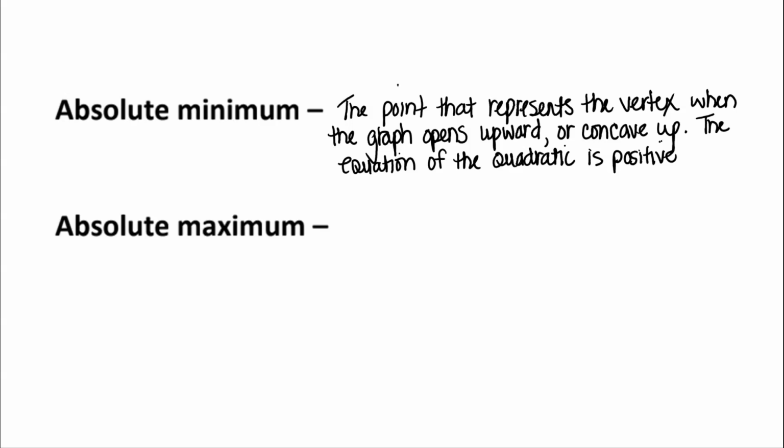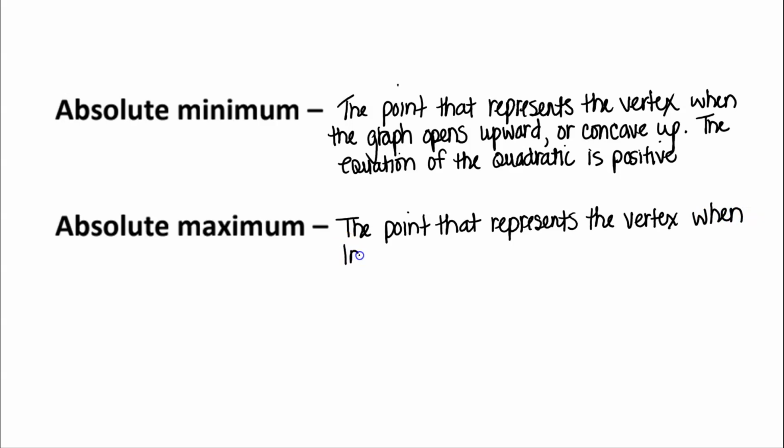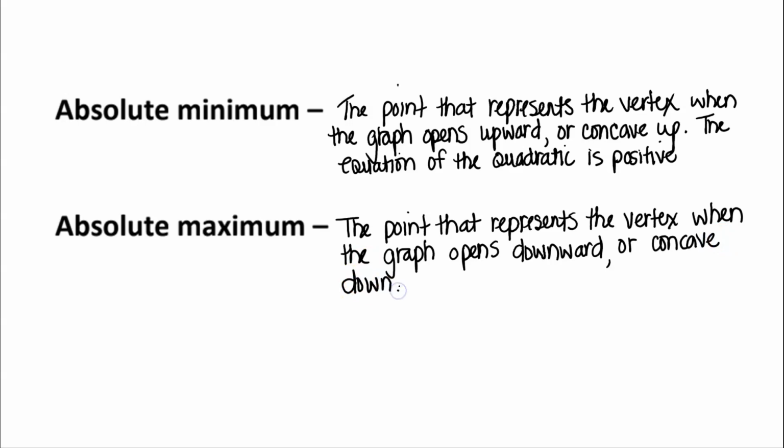And then the maximum would be the point that represents the vertex when the graph opens downward, or what we would call concave down. And here the equation of the quadratic is negative.